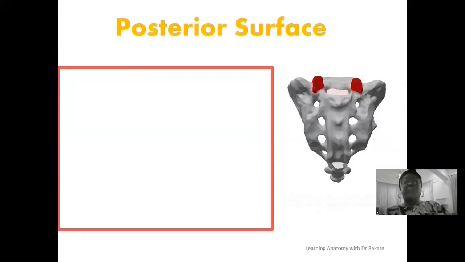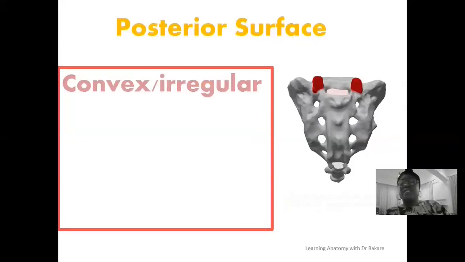So now go to the posterior surface. The posterior surface is convex and it seems to be irregular. Remember when we described the anterior surface, we said it is concave and it is smooth. For the posterior surface, it is convex and it is irregular, which means that it has a lot of eminences and also protrusions. So let's dive into the posterior surface to see what the posterior surface of the sacrum presents.